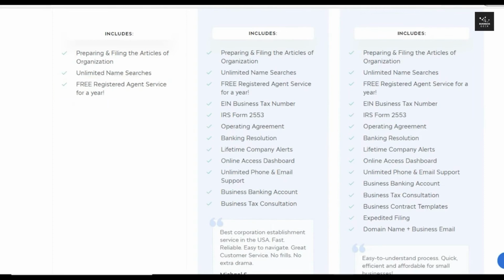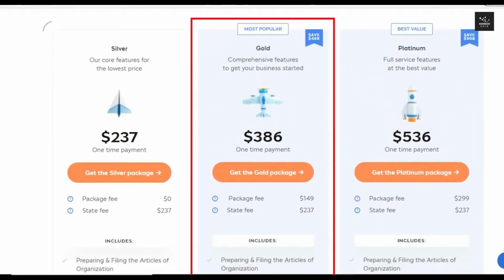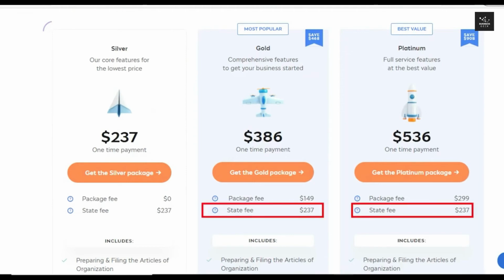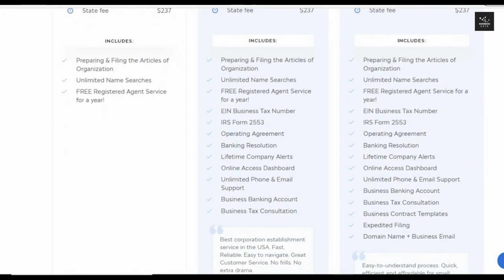InkFile's next packages are the Gold and Platinum packages, which both have package fees already on top of the $237 state fee. Each package has its own set of services which are all worthy of the subscription you are paying for. The Gold package offers you the benefits of filing reports and taxes for your LLC.